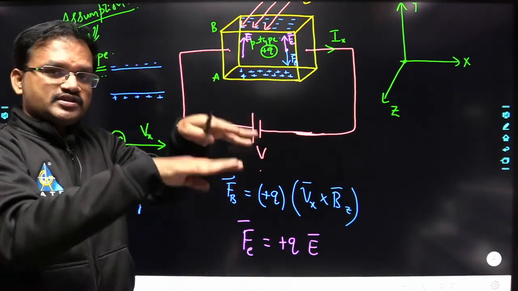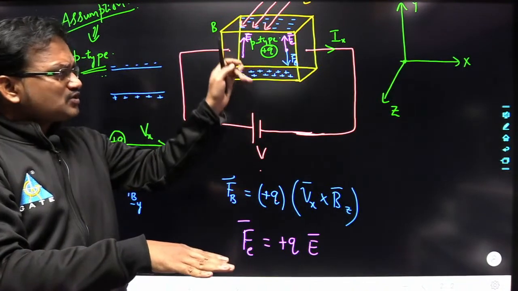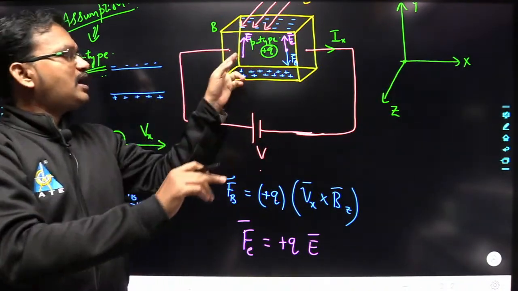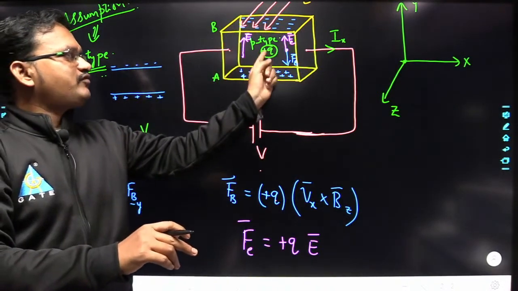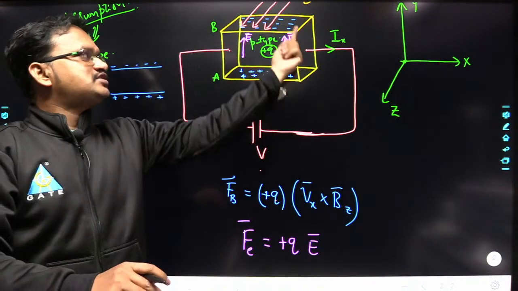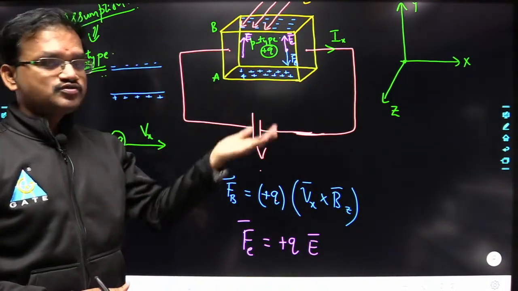So because of this, what develops? An electric field develops. Yes or no? Now because of this electric field, what will happen here? These charge carriers will also experience an electric force in which direction? In the upward direction. So this process will continue.